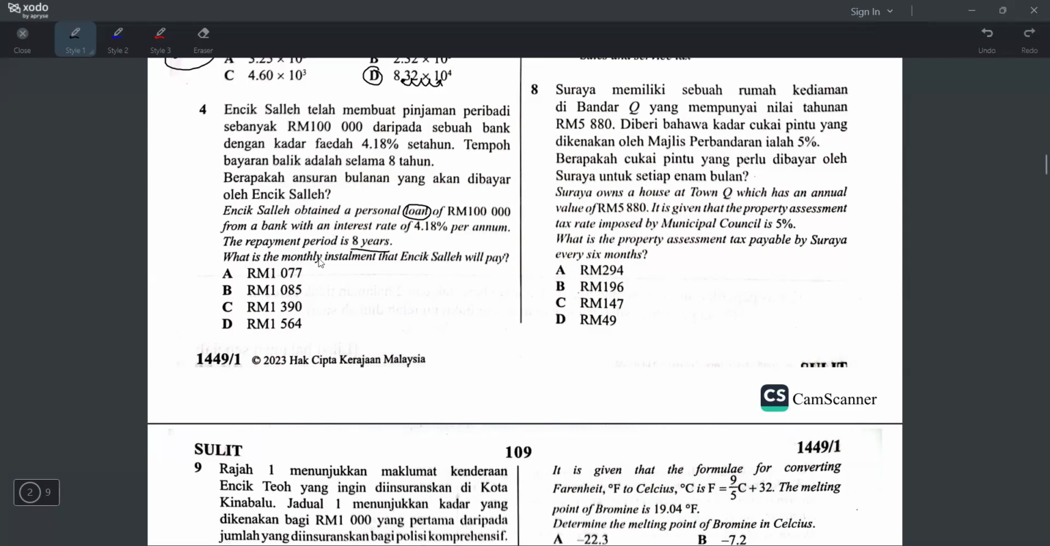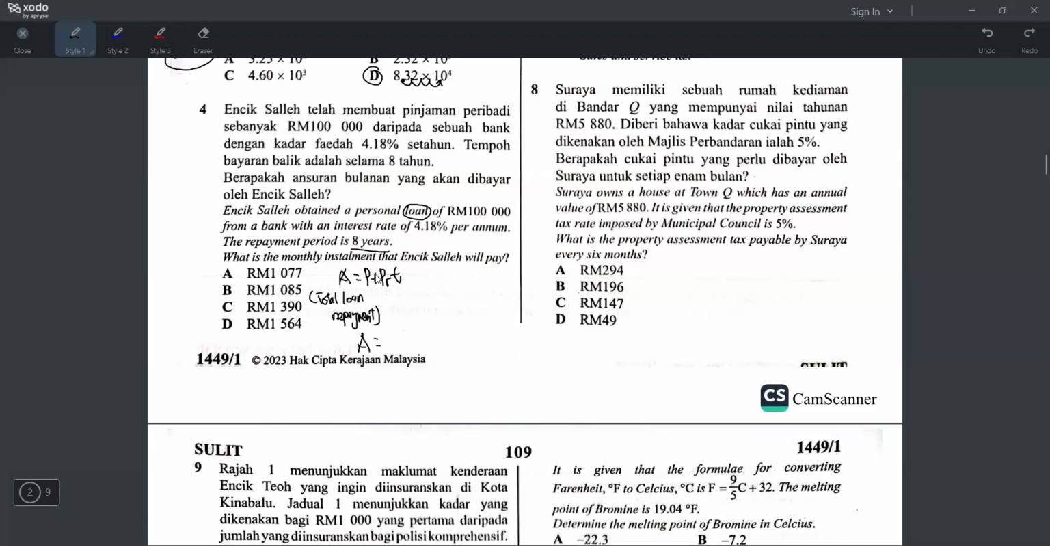Okay, so they ask what is the monthly installment that Encik Saleh will pay. You will use this formula: A equals P plus PRT. What is A? This formula is to find A, and A is the total loan repayment. So we use this formula to calculate the total loan repayment. What is total loan repayment? It is the total amount you have to pay back to the bank. So when you use this formula, you can calculate the total loan repayment.